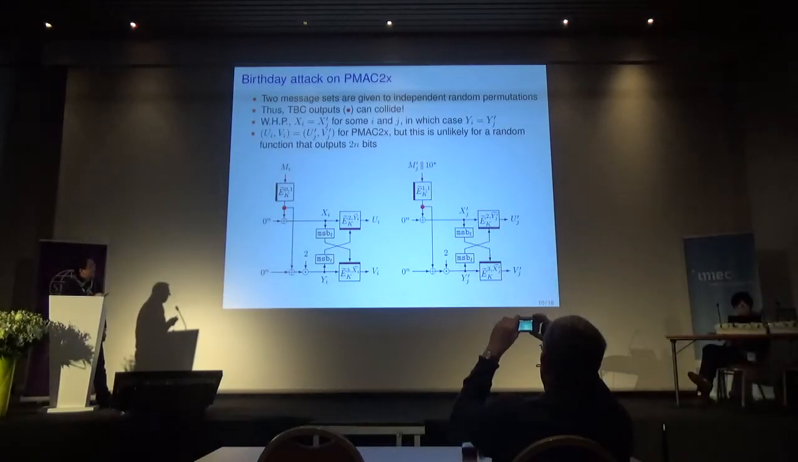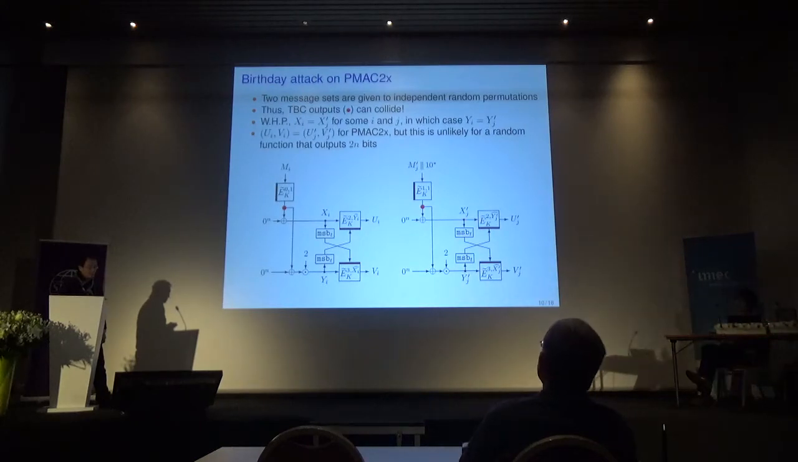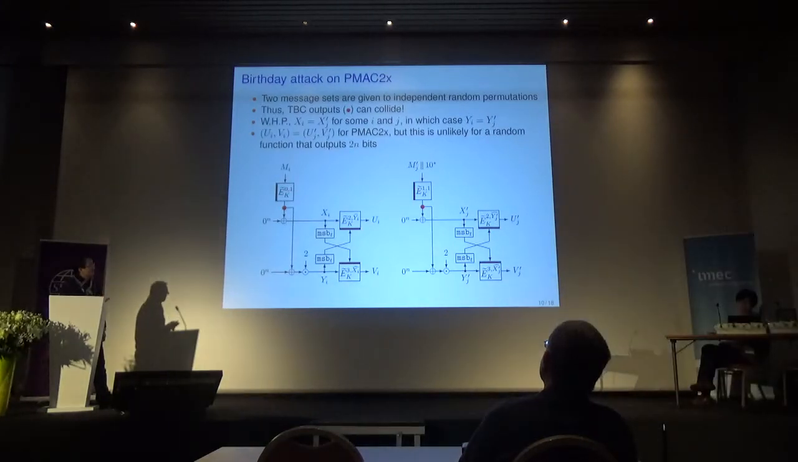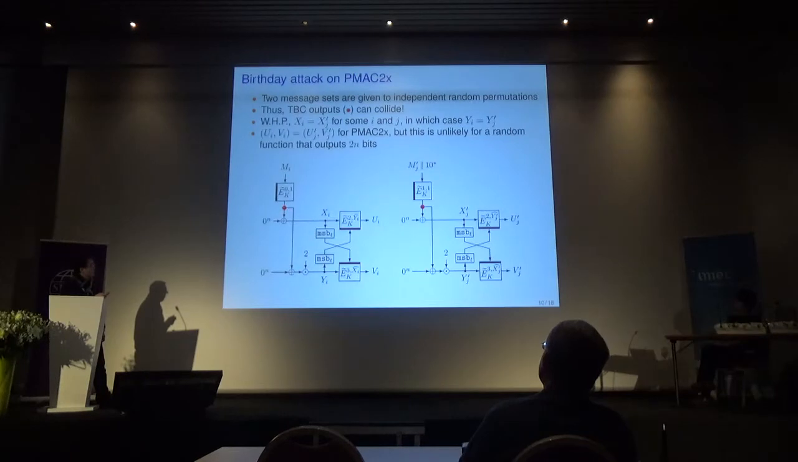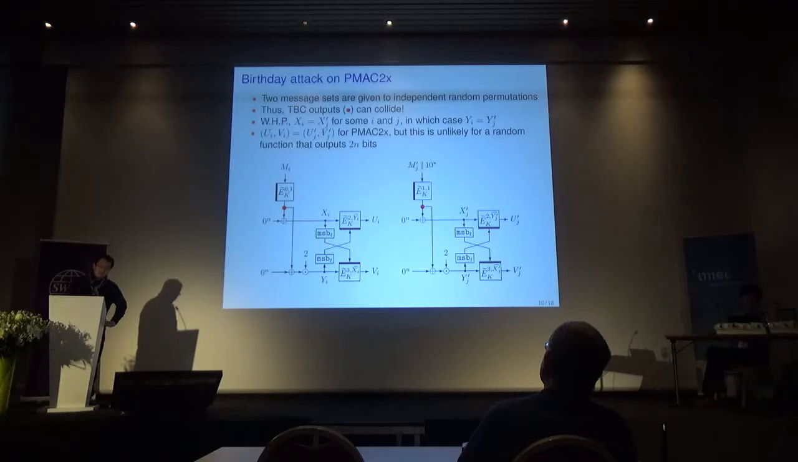If we process these two sets through the MAC tagging workflow, because the tweak is different, from 0 to 1, there should be a collision between the TBC outputs. Each set somehow produces distinct outputs, but because of the difference in the tweak, there is a collision between the two sets. With high probability, we see a collision in the X bar here, which also means a collision in the Y bar, Y here, and the output is a collision of the two bits. This collision is unlikely to happen if this is replaced with a random function of the two-bit outputs.